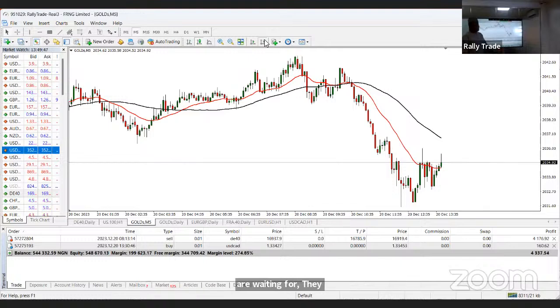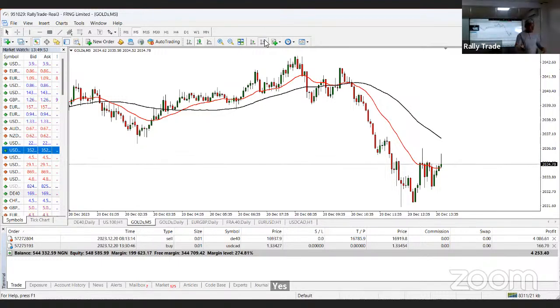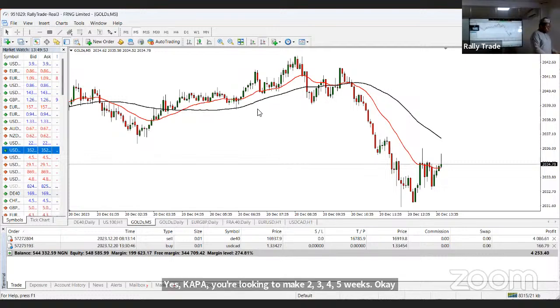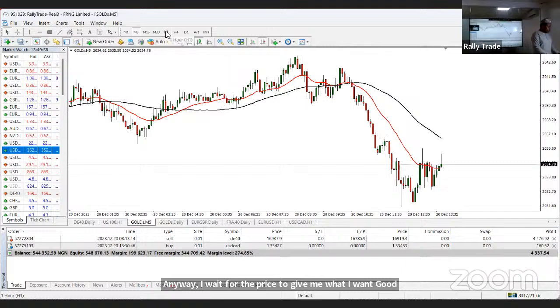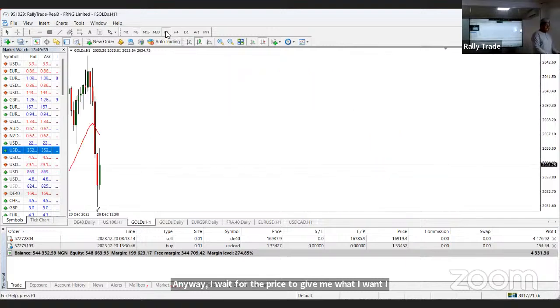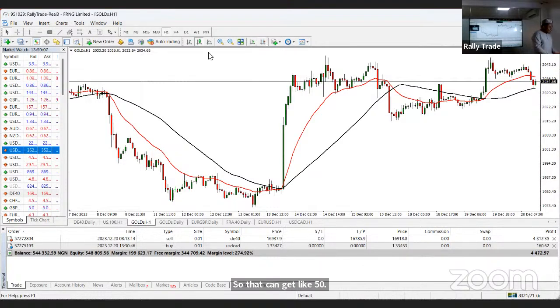But you know you're a scalper. You're not looking to make 10 pips. You're looking to make 2, 3, 4, 5 pips. But I don't scalp anyway. I wait for the price to give me what I want, then I generate my money. I prefer to use the 1 hour, so that I can generate like 50 pips, 40, 30, 35, 40, 50. I generate those pips and I move on.